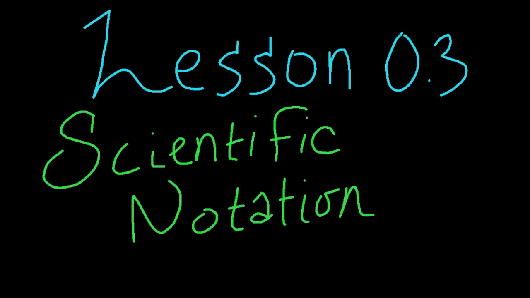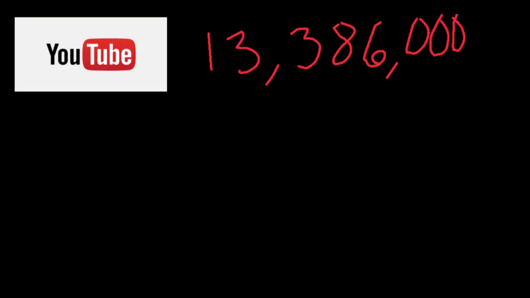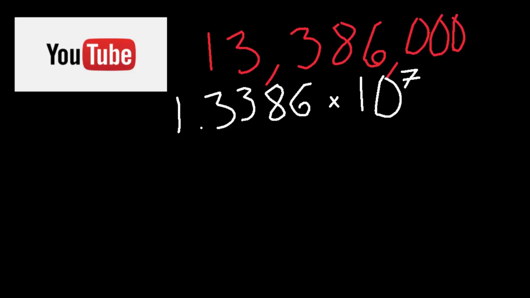Okay, so for example, if your YouTube video has 13,386,000 views, you could also say that your video has 1.3386 times 10 to the 7th power views.